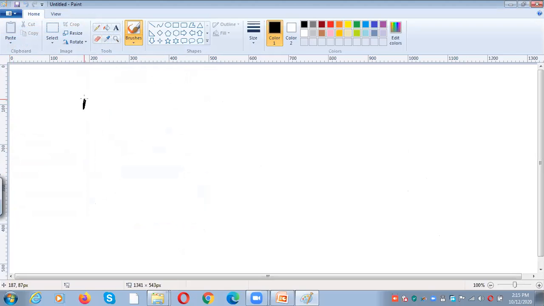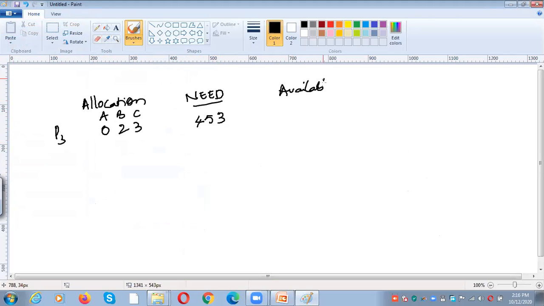So actually earlier, for example, there is a process called P3. Already you have given 0, 2, 3 resources to P3: A, B, C. And then what it needs? It needs still 4, 5, 3. Okay. And then available. So available means how many number of resources still available in the machine.